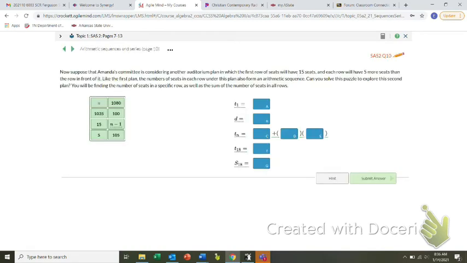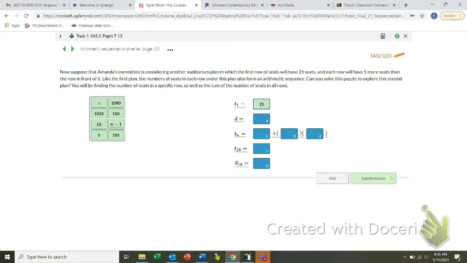All right, for number 10, this is where you want to drag and drop your things to get credit on Agile Mind. Now suppose that Amanda's committee is considering an auditorium plan in which the first row of seats will have 15. All right, what does it tell us right there? The first row will have 15. So we can go ahead and drag 15 to our T1. Okay, now you're going to want to write this down on number 10 as we go. And each row will have 5 more seats than the row in front of it.